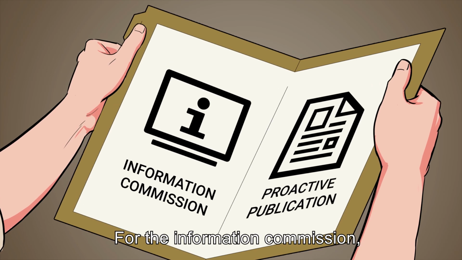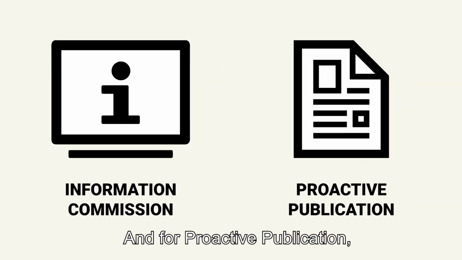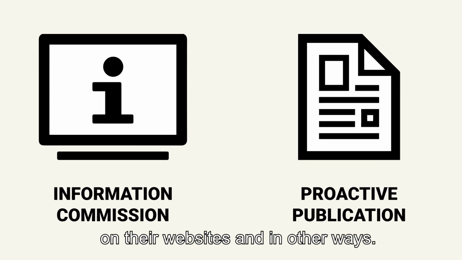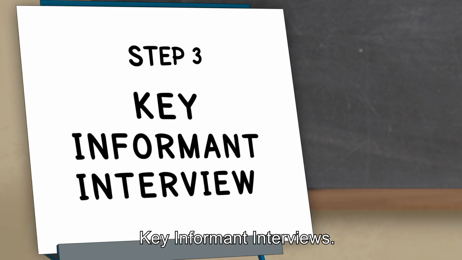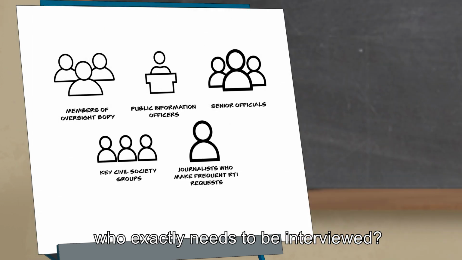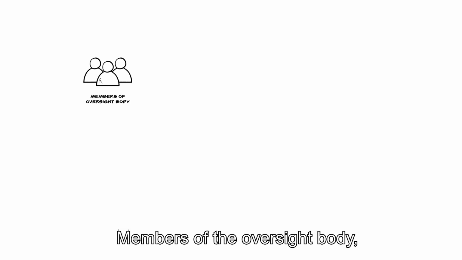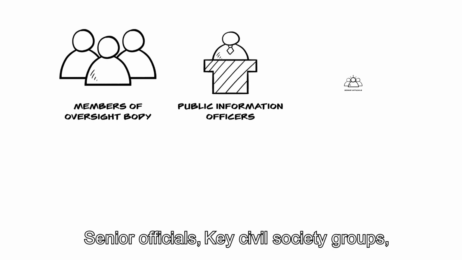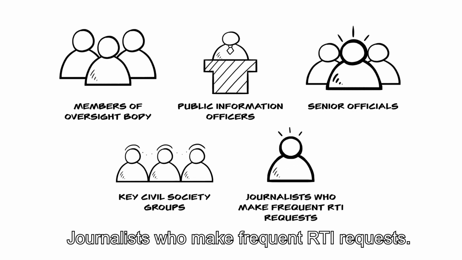For the Information Commission, this involves a review of the decisions it has adopted on appeals. And for proactive publication, this involves a review of what has been published by different public authorities on their websites and in other ways. This brings us to the 3rd point, key informant interviews. Now, perhaps you're wondering, who exactly needs to be interviewed? Well, it depends on the assessment area, but some key types of experts are members of the oversight body, public information officers, PIOs, senior officials, key civil society groups, journalists who make frequent RTI requests.